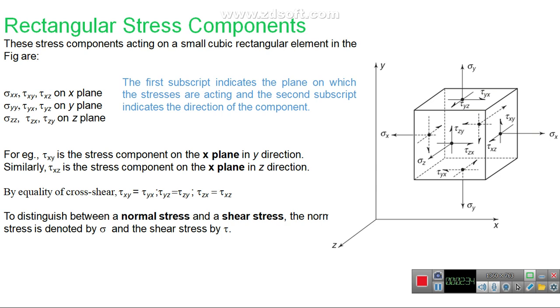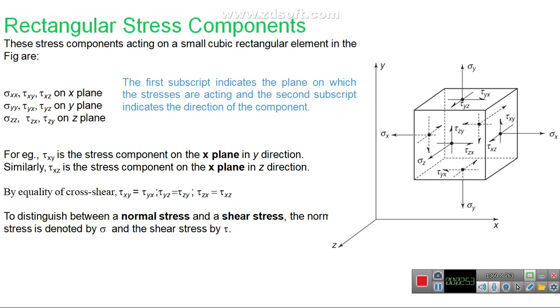Therefore, state of stress at a point in a three-dimensional space can be represented by 6 components, 3 normal stresses and 3 shear stresses. Since normal stresses are quite evident, for simplicity, we replace sigma xx with sigma x, sigma yy with sigma y, and sigma zz with sigma z.